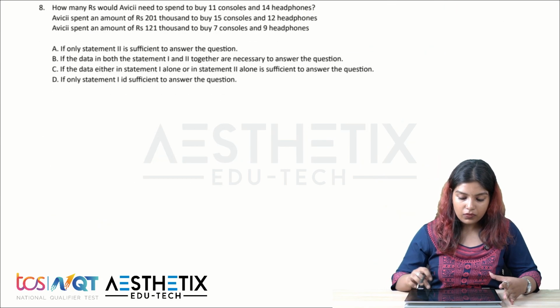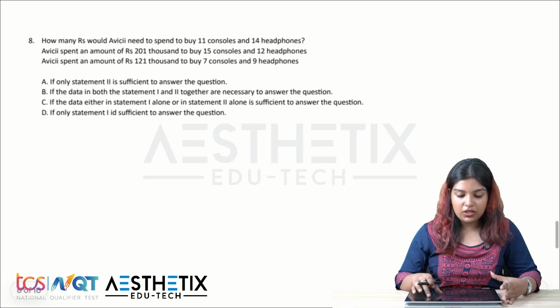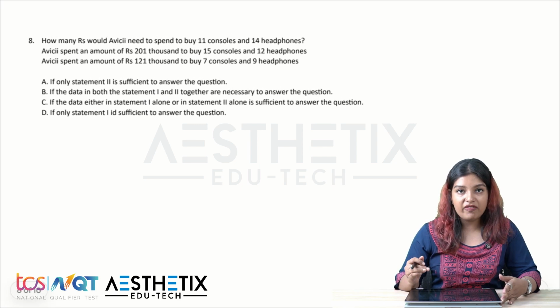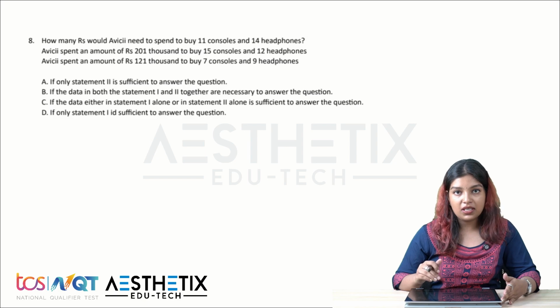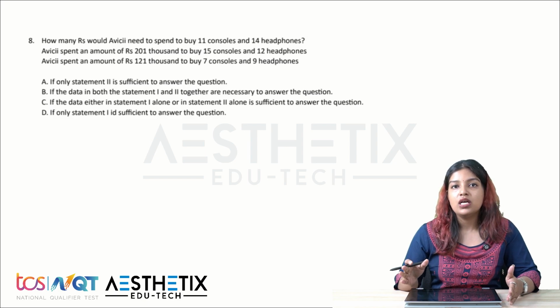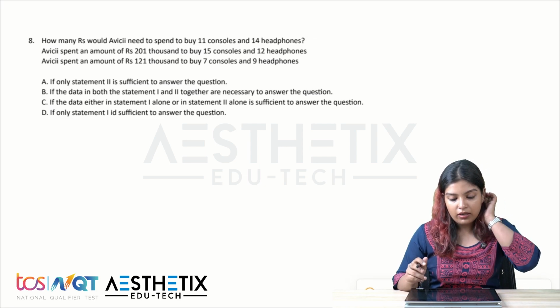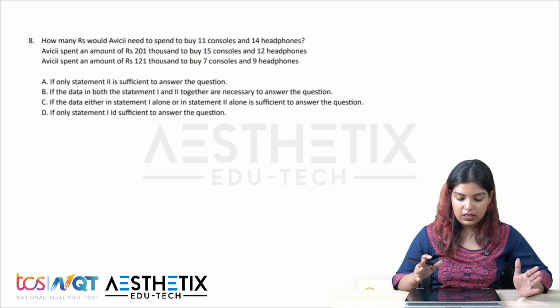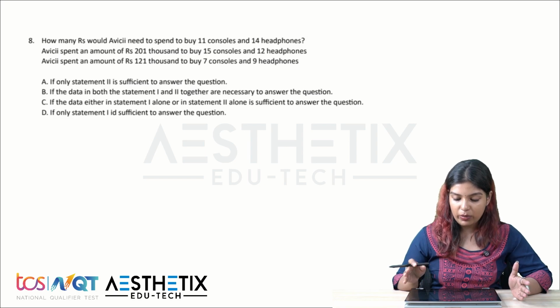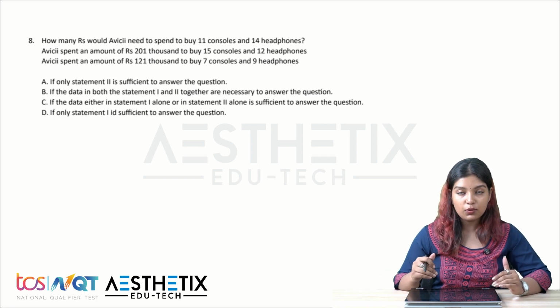Okay. So moving towards the 8th question, it's a question from data sufficiency. Again, we are having 2 statements here and the options are given. We have to choose the correct statement based on whether we can answer the question that is given or not. Okay. So here we are having someone who spends a certain amount of money to buy 15 consoles, 12 headphones. There are 2 statements given.